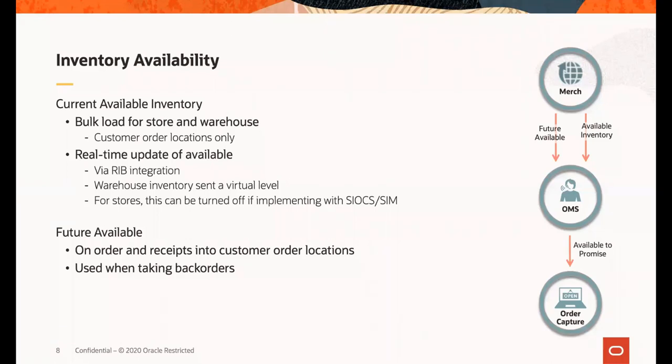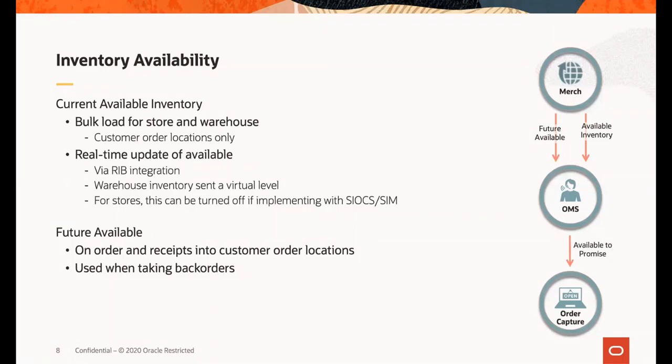And then we also have a real-time update available via the RIB, that every time a change in available inventory position occurs, it will send an update to order management. And there's actually two RIB messages for that. One is for warehouses and one is for stores. Or actually it might be just one RIB message, but you can configure it to say whether it's for both warehouses and stores, or just warehouses, based on that system option I mentioned earlier. So that's what would be responsible for keeping order management updated in real time.